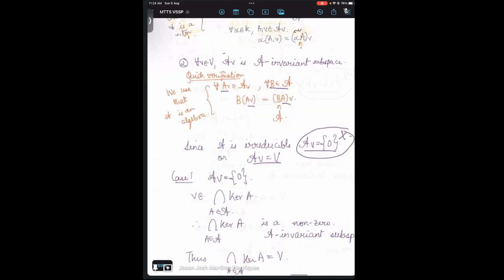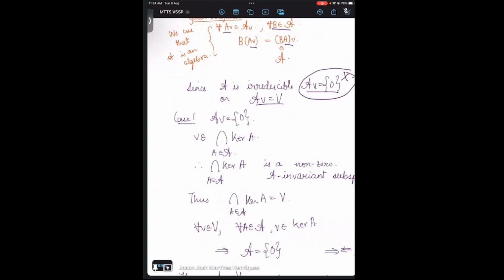So in this case, script A times V is 0, which means that this vector V is going to be killed by every member of the algebra. In particular, that vector V will be in the kernel of every member of the algebra. That's exactly what I say here. And we know that this thing, one can check, is in fact an A invariant subspace. Again, you need to just proceed by definition. You take a vector V in this, that is going to be killed by every A inside the algebra because it's in the kernel, and you show that its image under any element will also in fact be killed.